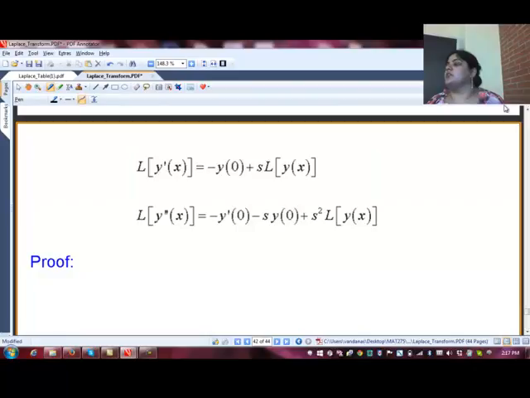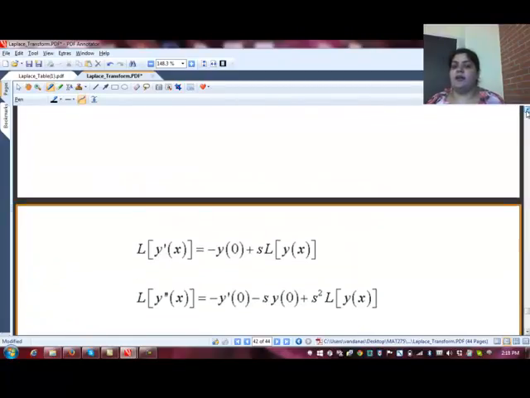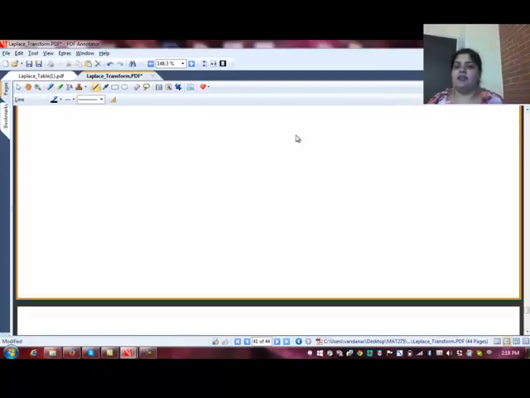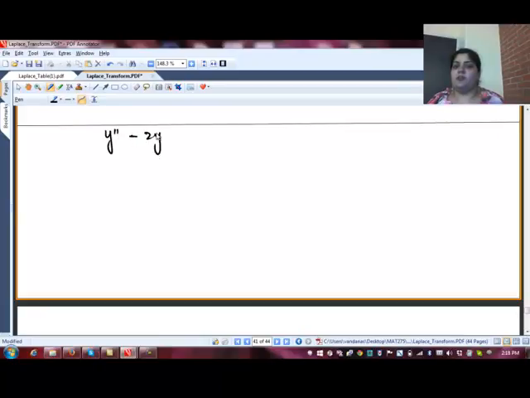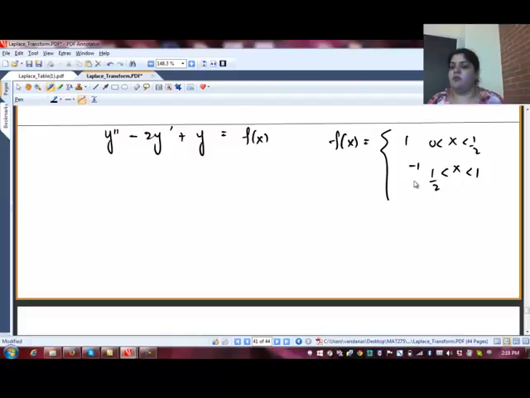Solving the differential equation with discontinuous right hand side, right? That's the final goal. So the big picture is we need to solve a differential equation where the right hand side is discontinuous, and that's the reason we are learning Laplace transform right now. Okay, so if we have to do that, then there is a second order differential equation, say y double prime minus 2y prime plus y equals f(x), and as we have taken this example before also, 1 between 0 and half and negative 1 between half and 1.